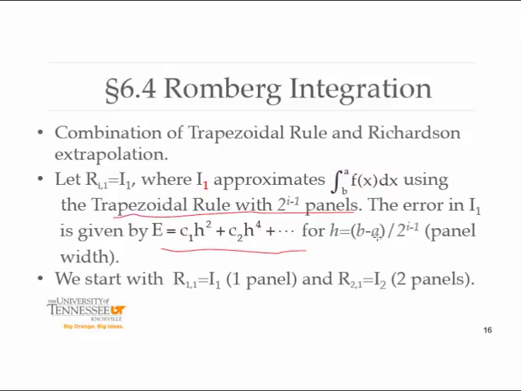So suppose we've done the integral approximation with one panel, and we'll call that R11, and then suppose we do it again with two panels. And again, we've indicated with the recursive trapezoidal rule how we could easily get I2 from I1. So let's suppose we've done both. We've approximated the integral using one panel, and then we approximated it using two panels.